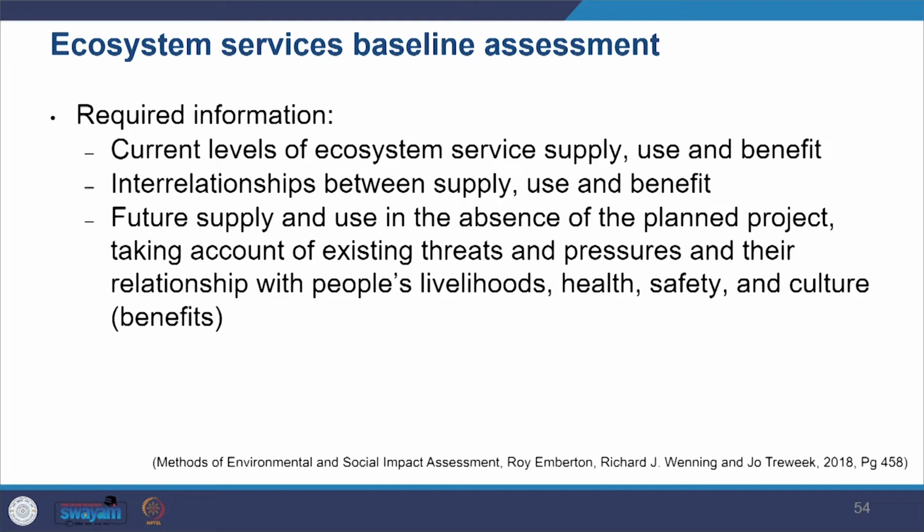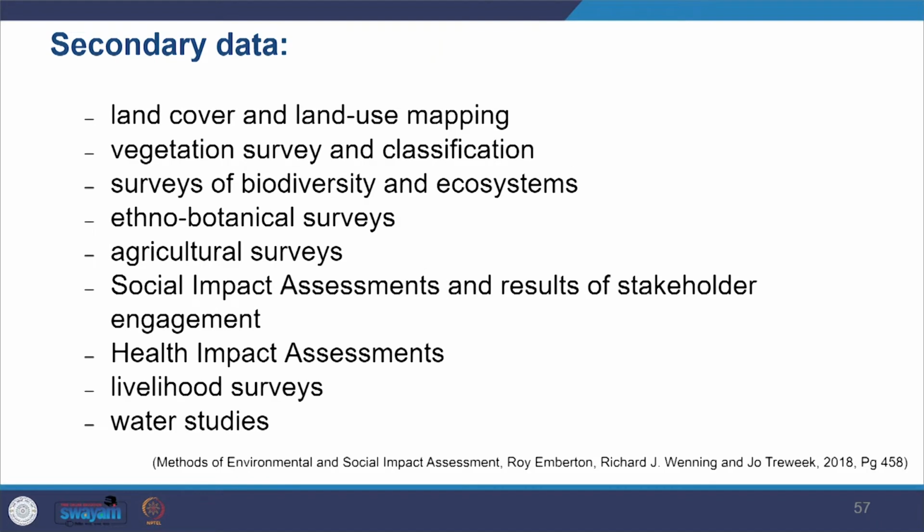Many secondary data you can collect, which include land cover and land use mapping. Then you can do vegetation survey and classification. You can undertake surveys of biodiversity and ecosystems, ethnobotanical surveys, agriculture surveys, social impact assessment and results of stakeholder consultations which might be available, health impact assessment might be available, livelihood surveys, water studies. So, you can access these secondary data.